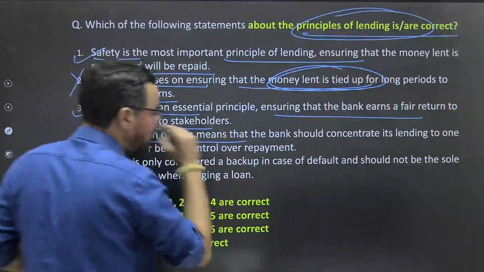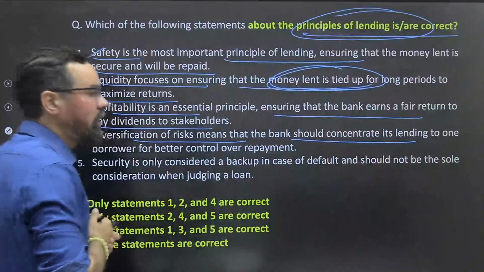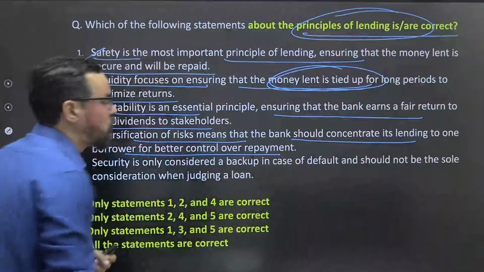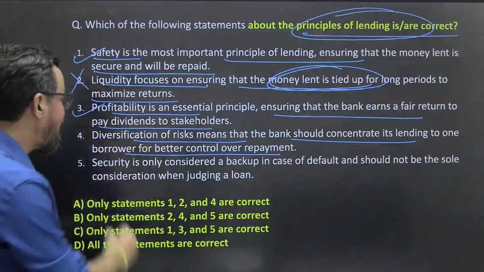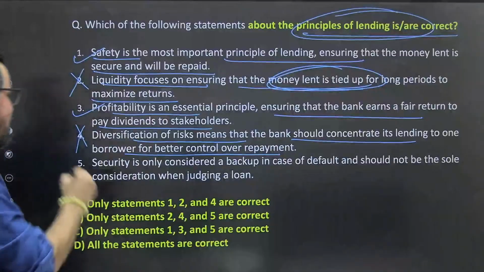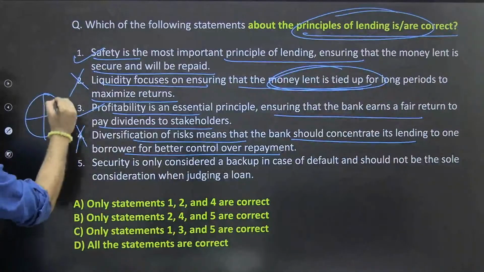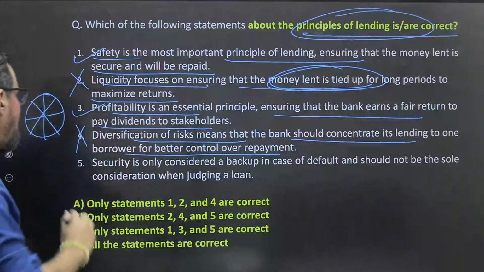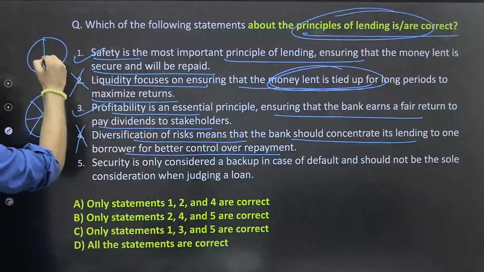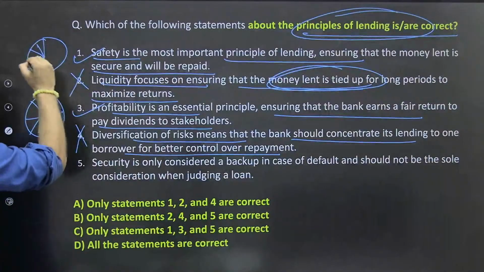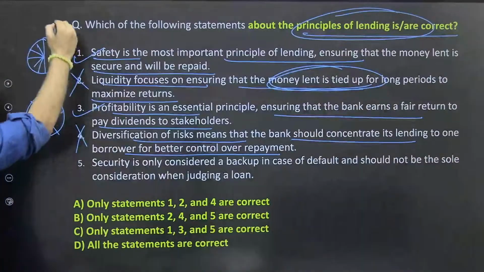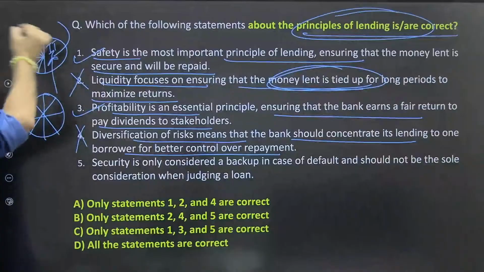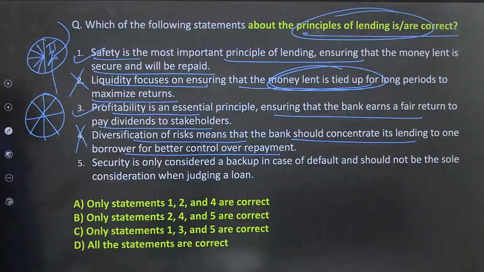Diversification of risk means that the bank should concentrate its lending to one borrower for better control over payments. This is completely wrong. When it comes to diversification, your portfolio should reflect something like this. There is no concentration on the funding side as well as the asset side, right? If your portfolio is something like this, let's say it is your sources of funds or your asset portfolio, and we have given maximum loan to the IT sector, if something bad happens with this IT sector, your bank is going to make huge losses.